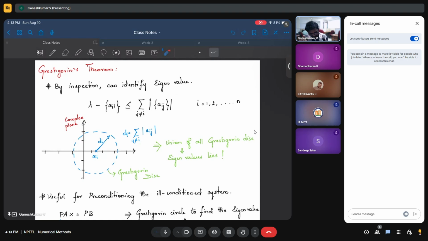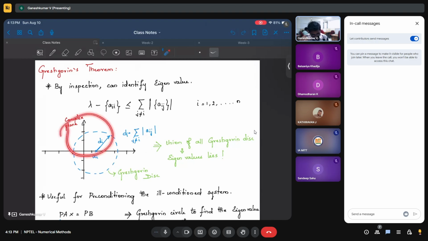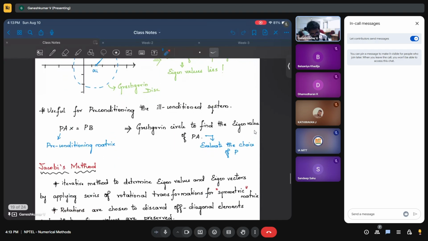So what we do is, for a given matrix, we sum up all the off-diagonal elements on that row, and then you plot something called a Gershgorin disk, and you draw it for every row. In that way you will find multiple disks like this, and the union of all these disks is where your eigenvalue is going to lie. So that is Gershgorin's theorem, and we all saw the proofs and things like that.